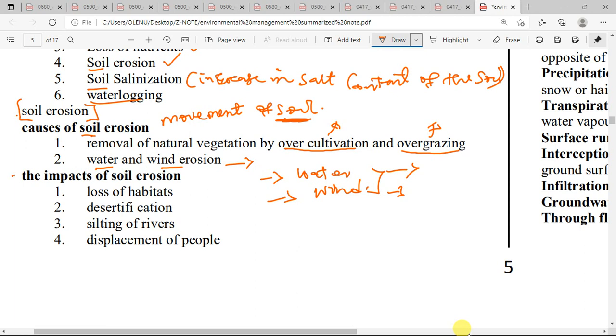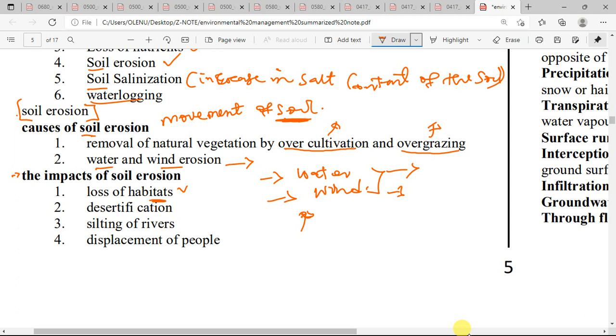And this soil erosion has a lot of impact. One is loss of habitat. Now, remember we said soil is a medium for plant growth and it's also a medium or habitat for organisms. So once the soil is eroded and moved from one point to another, that means habitat is being destroyed.